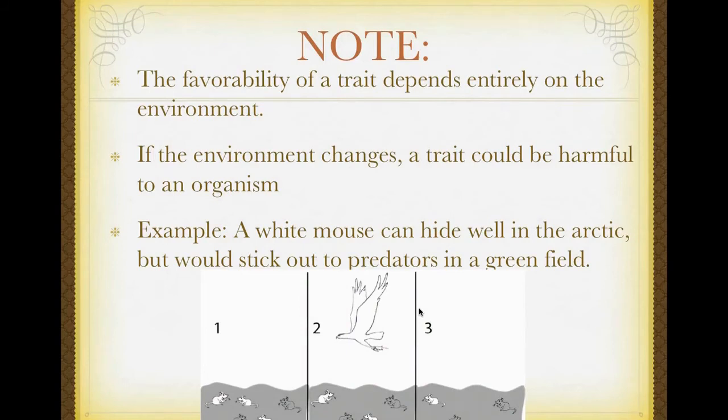Okay. So, like we said before, the favorability of a trait depends on the environment. If the environment changes, a trait could become bad. For example, a white mouse is great in the Arctic, but it'll stick out to a predator if it's in the middle of a green field. So, environment determines your success.